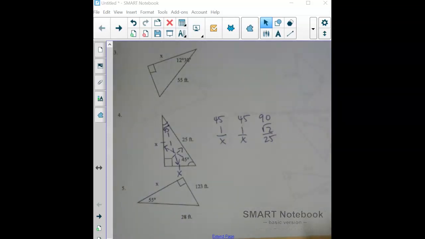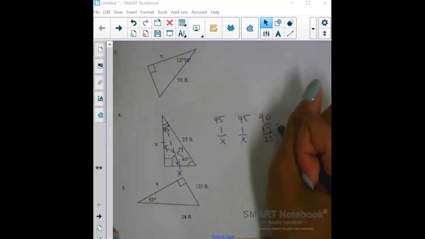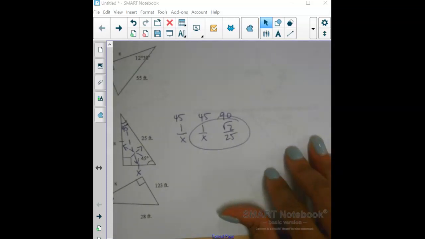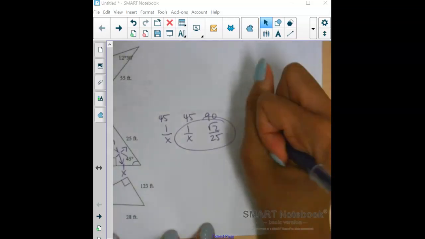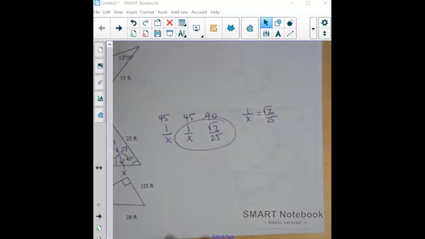Like I said on the last question, you want at least one of the fractions to have numbers in the numerator and denominator. They are both numbers. It doesn't matter which x you solve for, they're both the same. So I'm just going to use the last two. It's going to be the same 1 over x because it's a 45-degree angle. And we're going to set up a proportion. This is just one way to solve these problems.